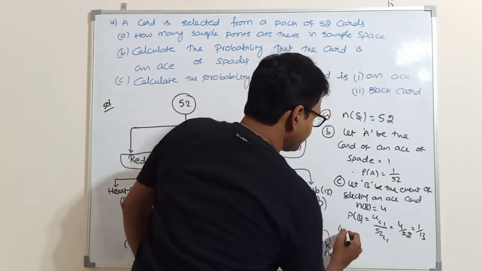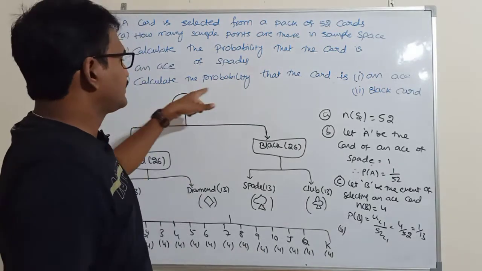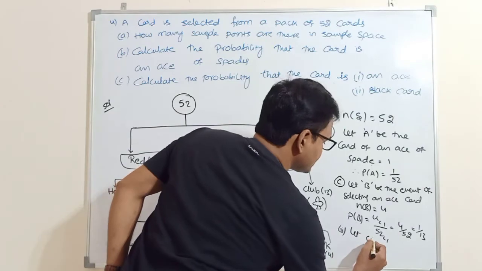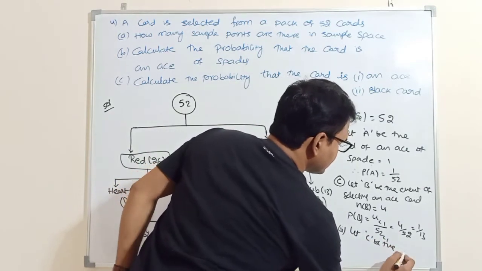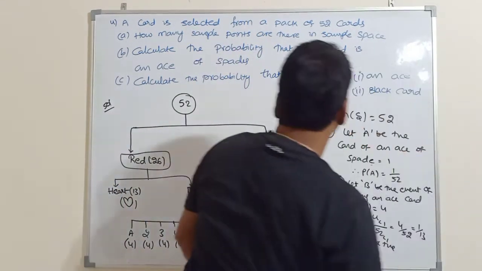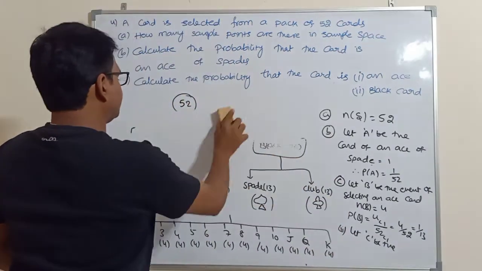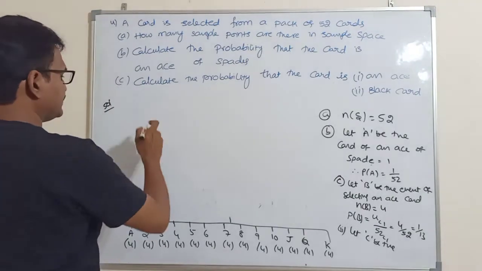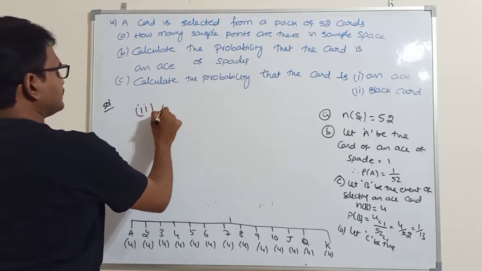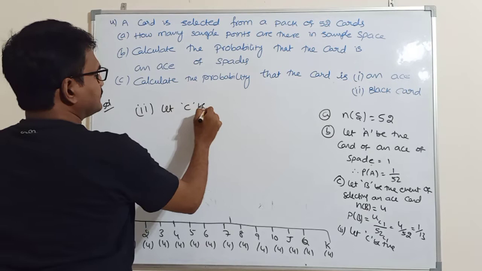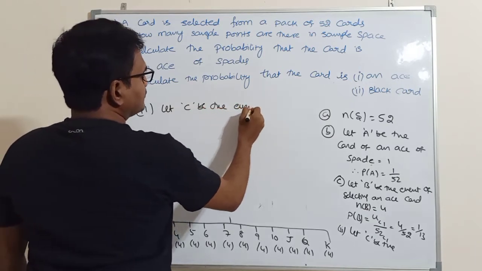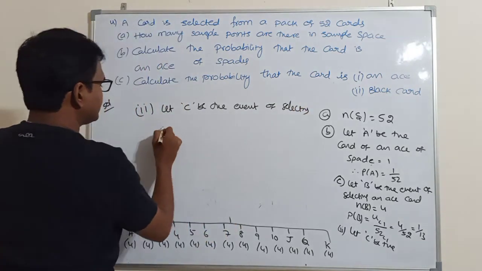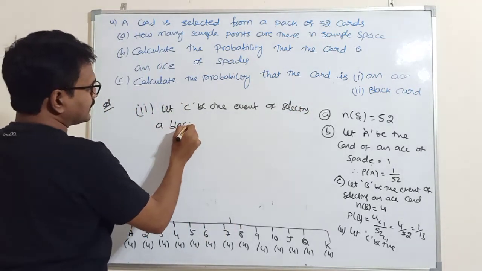Second question is calculate the probability that the card is a black card. Let C be the event of selecting a black card.